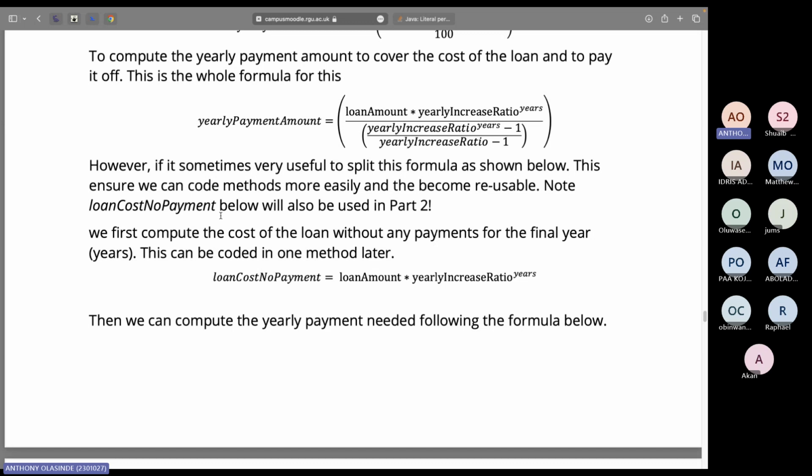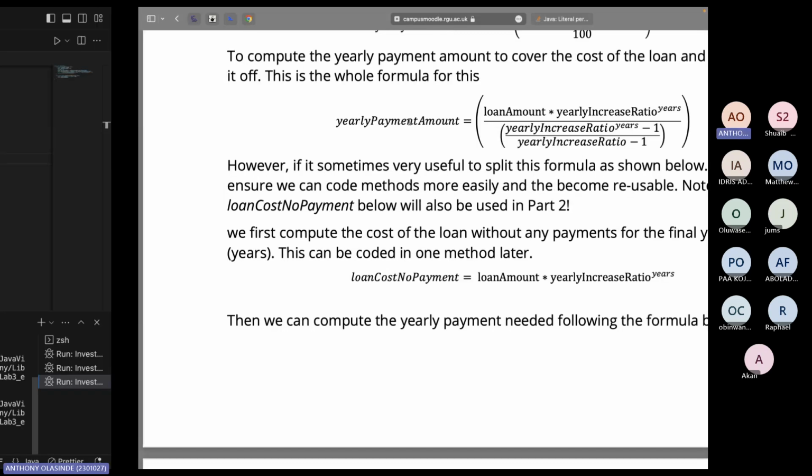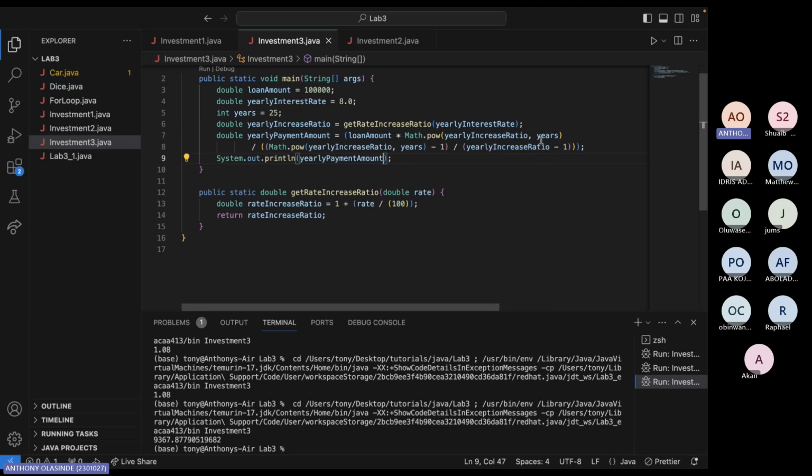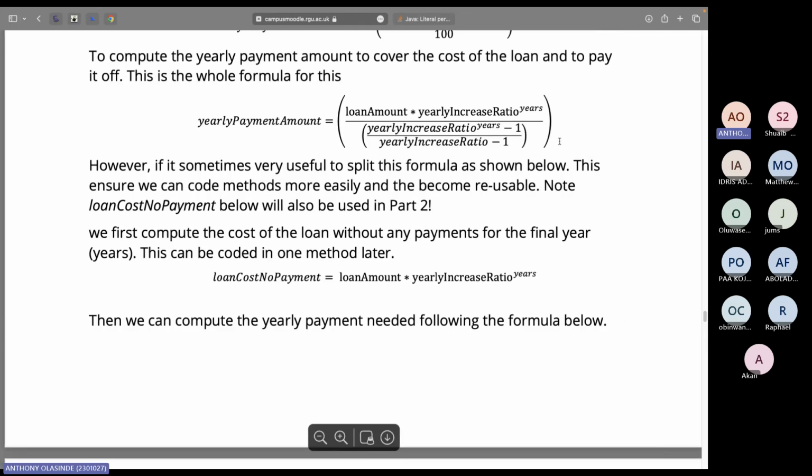So all they are saying is, instead of having this very large formula, we could split it down into different methods and just call each method at every point, right? I think there's another formula at the bottom that uses the same thing. So instead of writing it 2 times, we could put it in its own method and call it. So how do we do that? You can say loan amount multiplied by this, is 1. So they just gave it its own method, loan cost no payment.